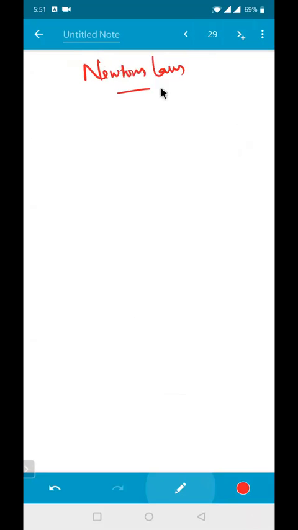Newton's laws. We need to remember some of the free body diagram questions. How do you write the free body diagram conditions? And how do you write the momentum in terms of your force and so on? That is more than enough.